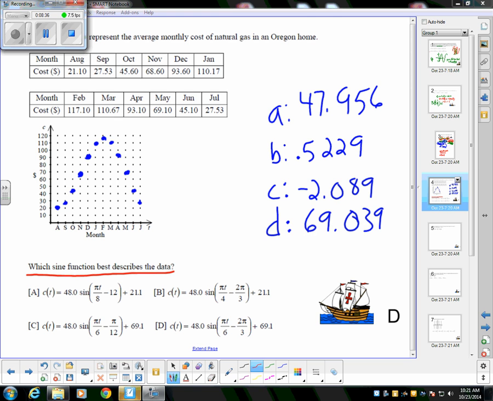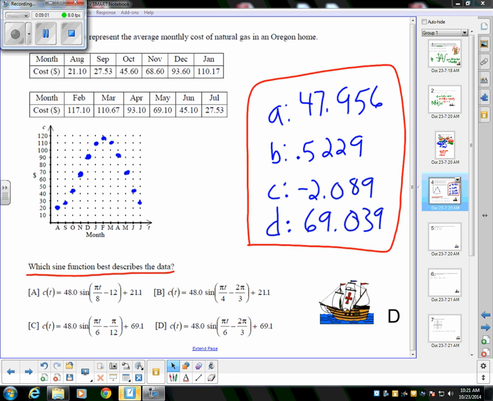If we put it in our calculator, and I don't have the calculator screen up here, but when I go to the sine regression and go to my stat editor and type in my list as August is 1, September is 2, October is 3, and then type in the corresponding cost numbers and do my sine regression, these are the numbers that I come up with for A, B, C, and D. Now I rounded, but that's what you're going to come up with essentially. So now what we need to do is just match. Our A is 47.956.